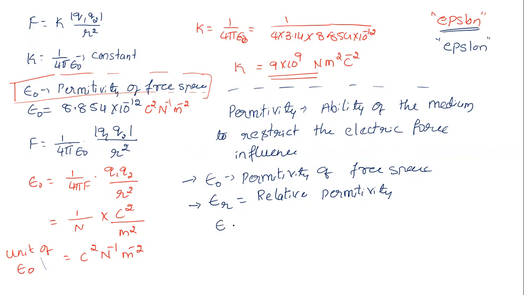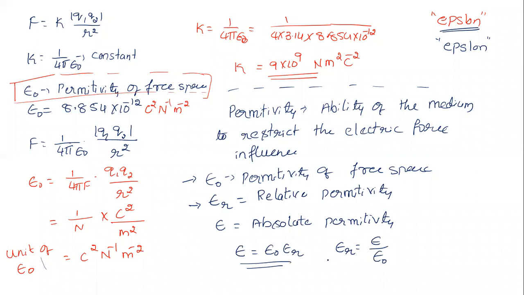And one more is there, which we just indicate as epsilon. This is what we call absolute permittivity. It is the absolute strength of the medium, the exact strength of the medium. And we know this relation: epsilon is given by epsilon naught into epsilon r, or I can say epsilon r equals epsilon divided by epsilon naught. This is the relation between these three things.